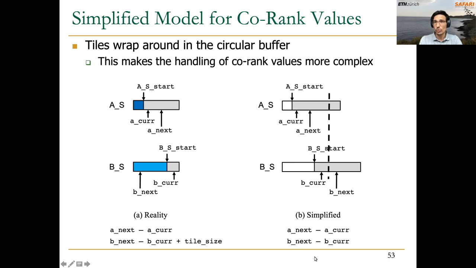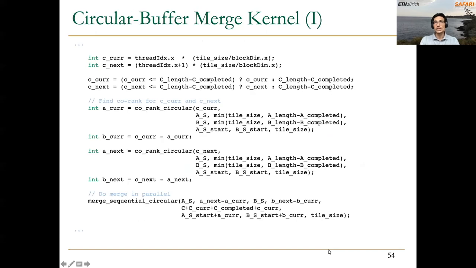And this way, we can always calculate, in this example, the distance between both indices using the same expression, B next minus B current. And this is how the code looks. Remember, this is the actual code where we divide the output tile among the available threads in the thread block, and then each individual thread obtains A current, B current, A next, and B next. To do so, we just need to change the way that we call this core rank function.